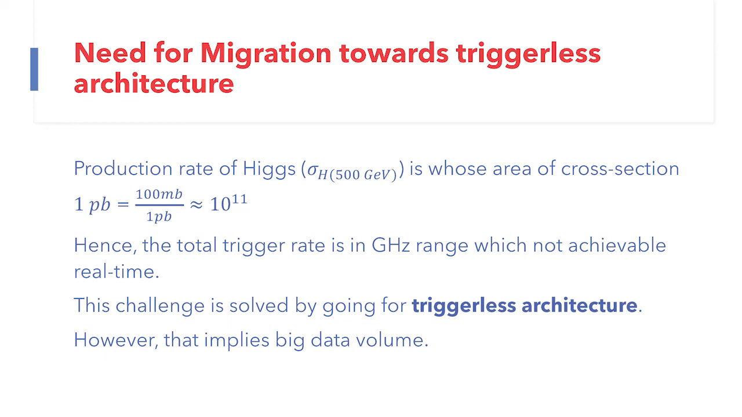And this challenge is solved by going for a triggerless architecture. But mind you, when we go for triggerless architecture, we are also opening the door for big data volume. And keeping in mind the pros and cons on either side of the world, the future architecture will have both the triggered solution and the triggerless solution.